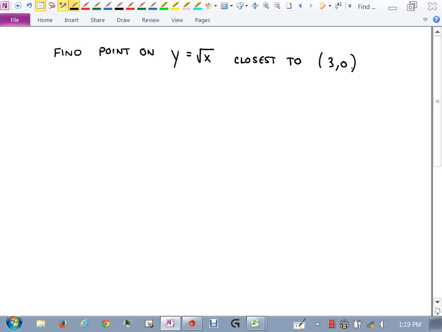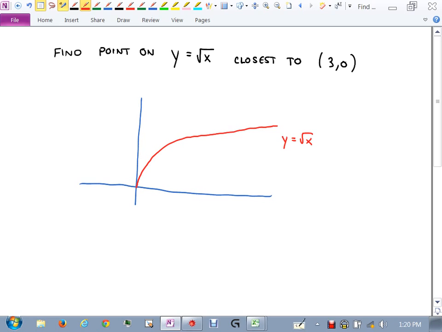You've probably never seen a problem like this before. So let me draw a picture of what's happening here. You have a curve. Y is the square root of x. Y is the square root of x looks like this. Right? That's what y equals the square root of x looks like. I agree my picture's not that great, but you get the idea, right?